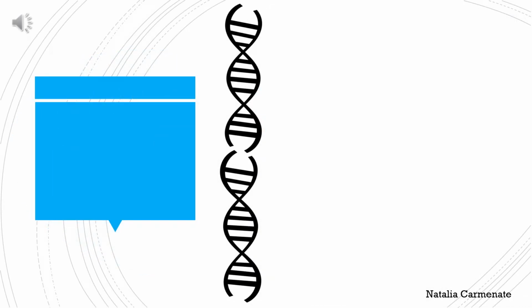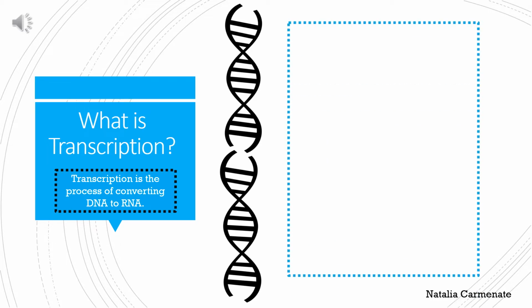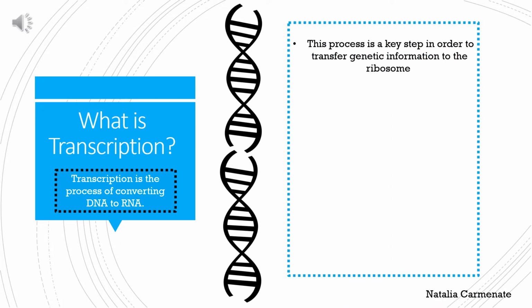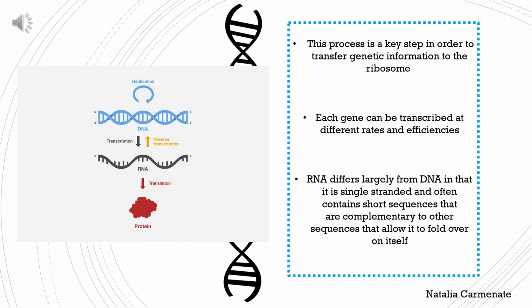Hi, I'm Natalia, and I'm going to talk about transcription and how riboswitches affect this process. What is transcription? Transcription is the process of converting DNA to RNA. This process is a key step in order to transfer genetic information to the ribosome. Each gene can be transcribed at different rates and efficiencies. RNA differs largely from DNA in that it is single-stranded and often contains short sequences that are complementary to other sequences that allow it to fold over on itself.